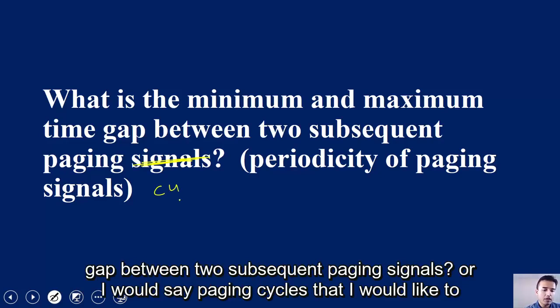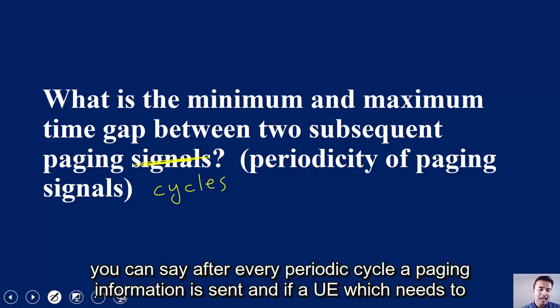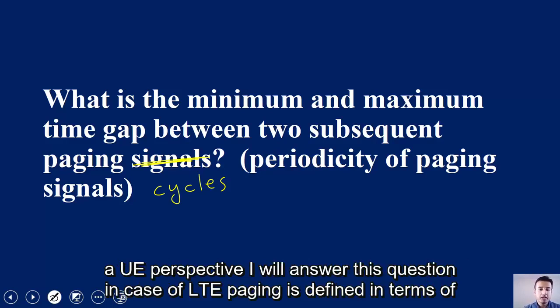that I would like to call it, because you can call it signal, but it's not specifically a signal being sent. You can say after every periodic cycle a paging information is sent, and if a UE which needs to be paged, that information will come through. And in order to answer this question from a UE perspective, I will answer this question.